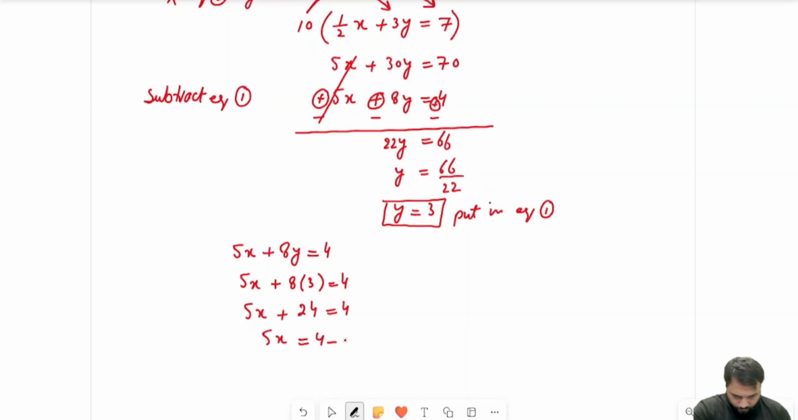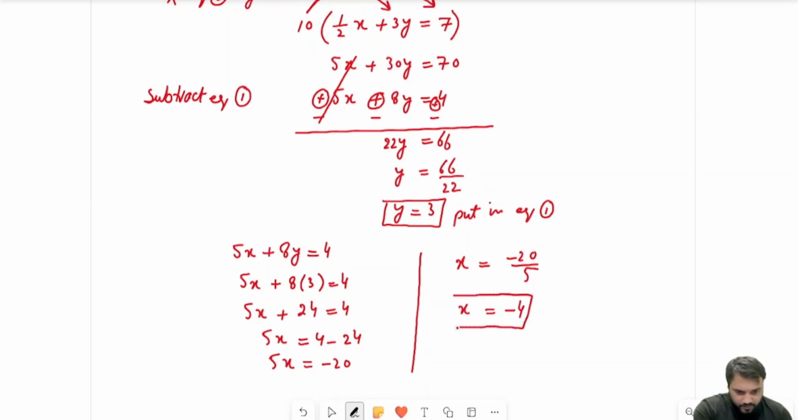When 24 moves, it subtracts. After that, we get minus 20. 5 is multiplying here. When it moves, it will divide. x is equal to minus 20 over 5. On division, we get minus 4. 5 times 4 is 20. You can check these answers by putting them in equation 1 and equation 2, and you will find these answers are correct.